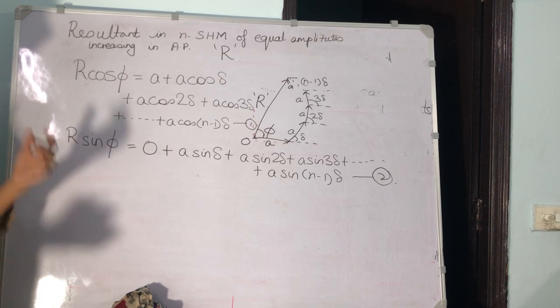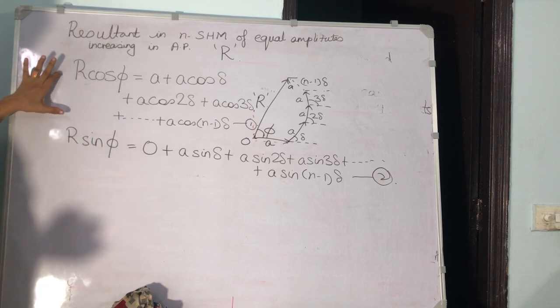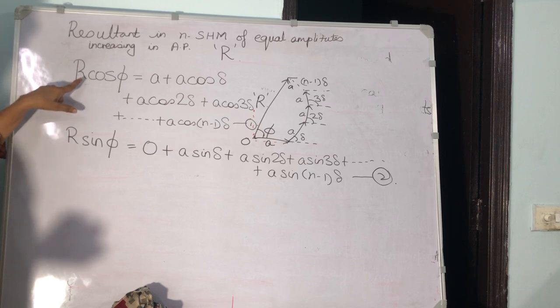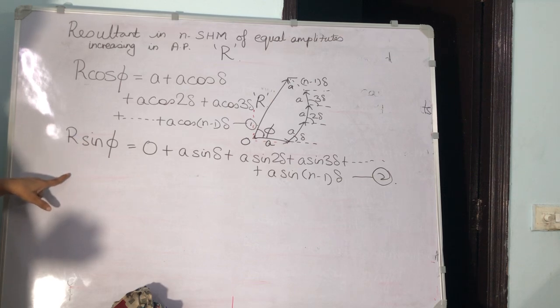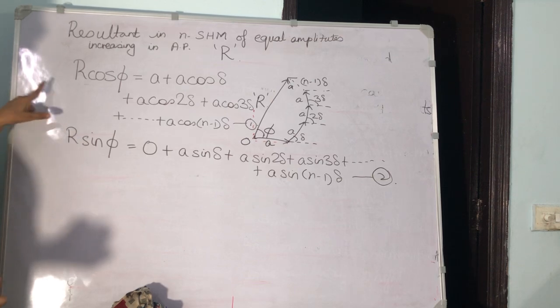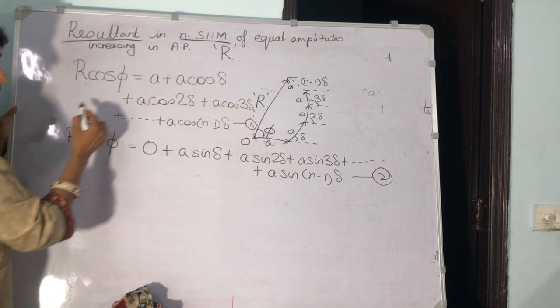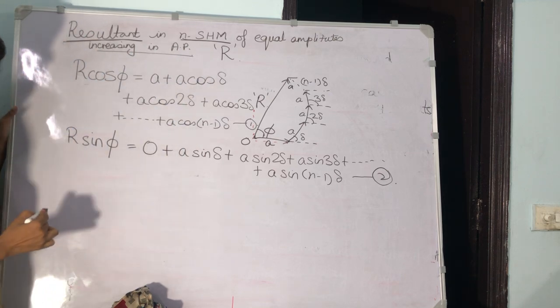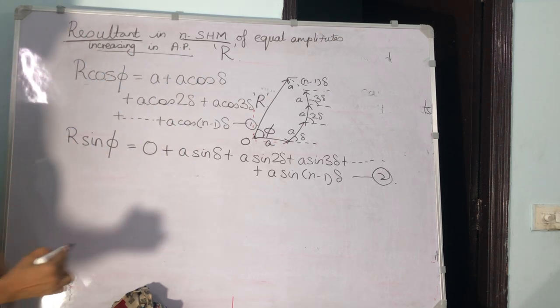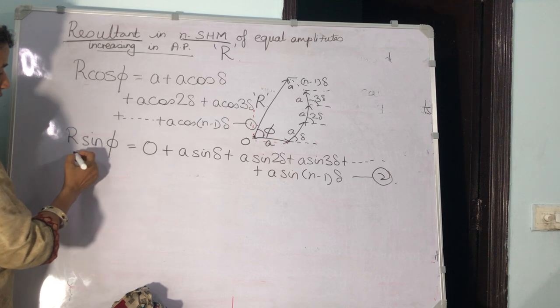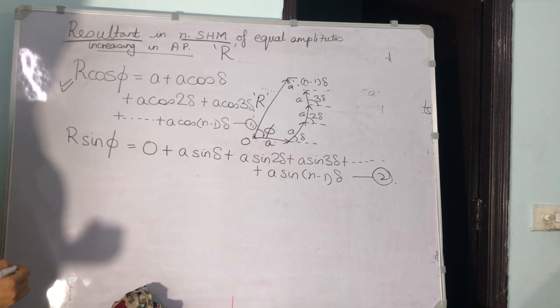Now, we will first find out the resultant of all the horizontal components. Then we will find out the resultant of all the vertical components. We will use the formula cos squared theta plus sin squared theta is equal to 1 and find an expression for the resultant of n harmonic waves whose phases are increasing in AP. This resultant we will be utilizing for our diffraction theory. So now we will first concentrate on the horizontal components.